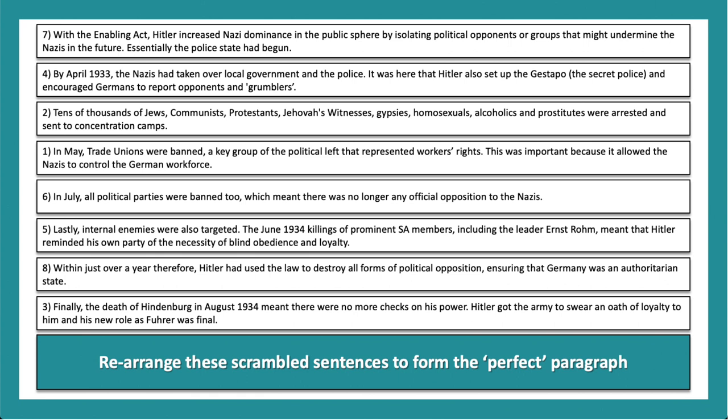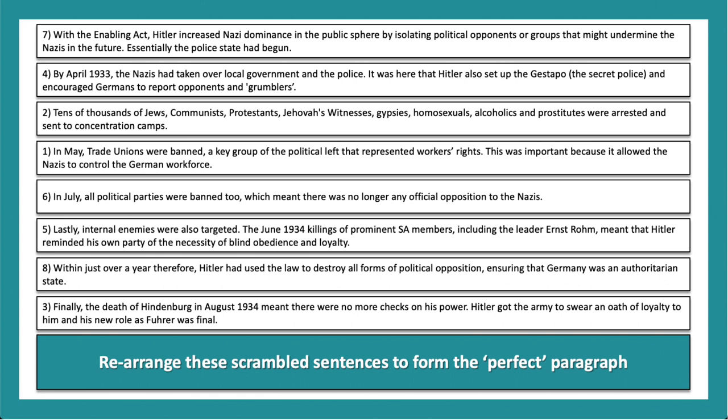May, the trade unions we've looked at. July, the political parties are targeted. And then, perhaps for want of a better connective, I've put lastly, internal enemies were targeted. So they go after prominent SA members, which Duncan is going to talk about in the next task. And then, as I say, within just over a year, therefore, Hitler uses the law to destroy all forms of political opposition.